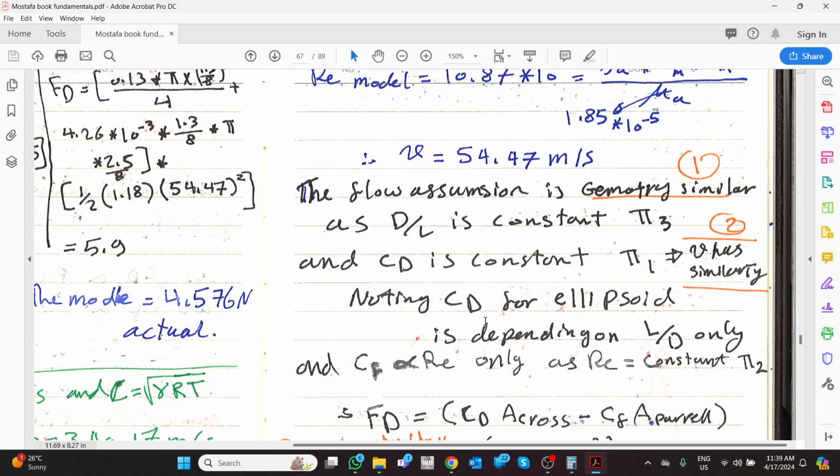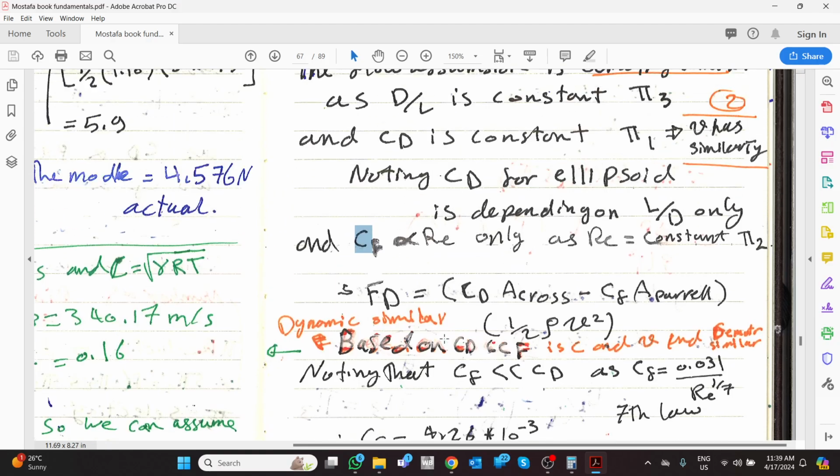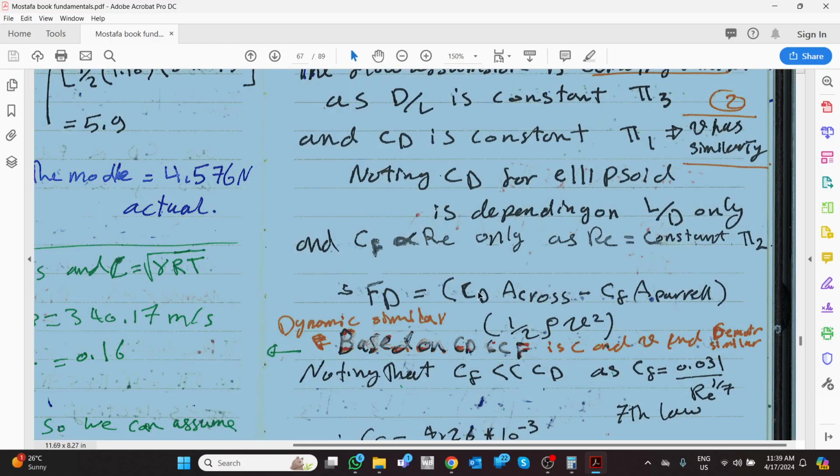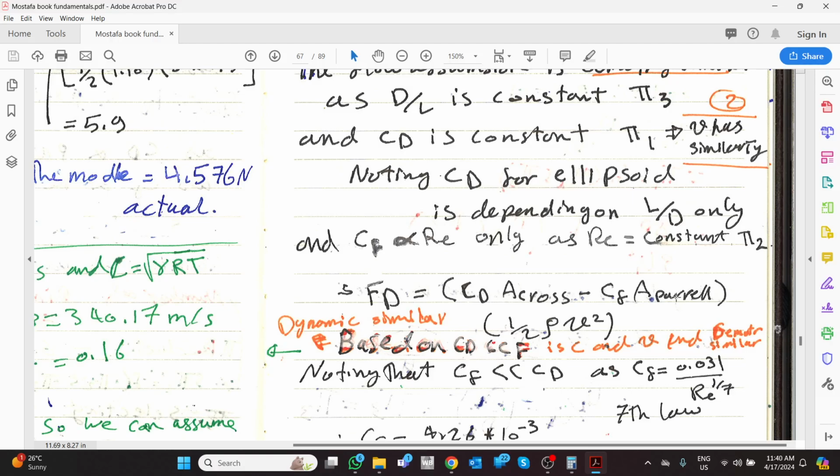And for a small validation, for the ellipsoid shape, the drag coefficient, we already know, depends on L over D only. And the coefficient of friction, which is the drag coefficient due to viscous friction, we know is a function of Reynolds number only. And we know this Reynolds number is constant, so this will be constant, which means the drag coefficient, and also the drag force, which is equal to this one plus this one, will have dynamic similarity.